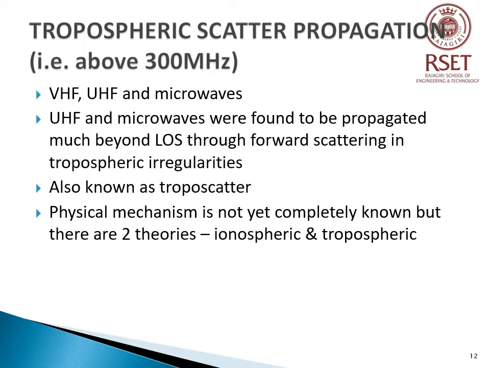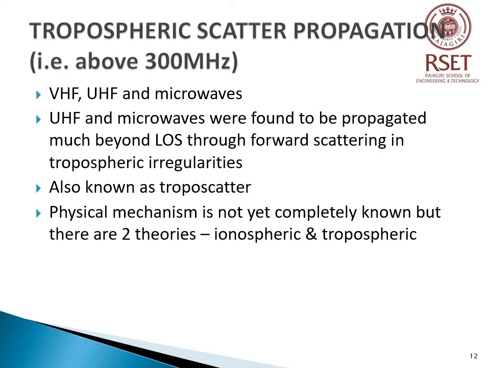Next, about tropospheric scatter propagation or forward scatter propagation for frequencies above 300 MHz. These signals were found to be propagated much beyond the line of sight propagation through forward scattering in the tropospheric irregularities. This is also known as troposcatter. It is also possible to achieve a reliable communication over a range of 160 kilometers to 1600 kilometers using high power transmitter and high gain antennas.